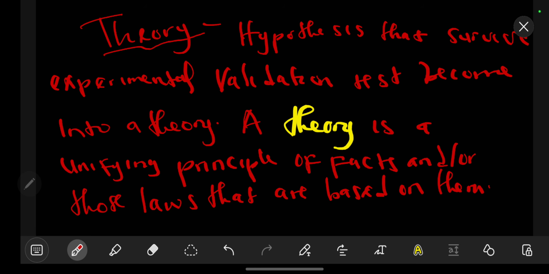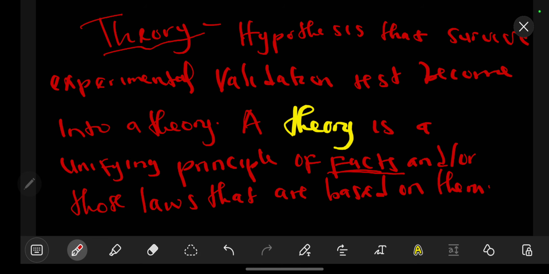In other words, a theory just talks about the facts, the unifying body of facts. Meaning to say, for something to be unified, it means it has been tested over several results.